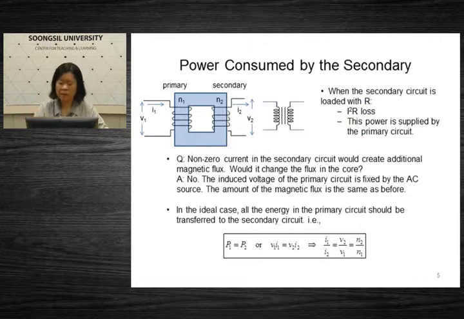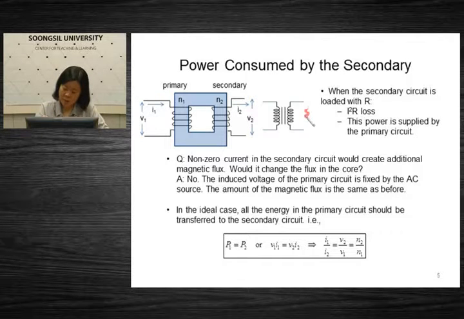Now, here is an interesting question. If we have current at the secondary circuit, then it will create additional magnetic flux.